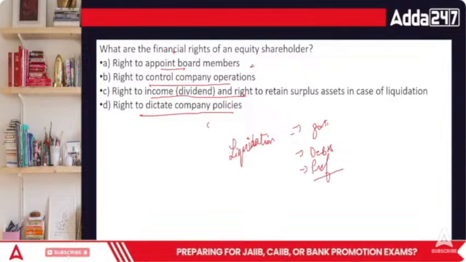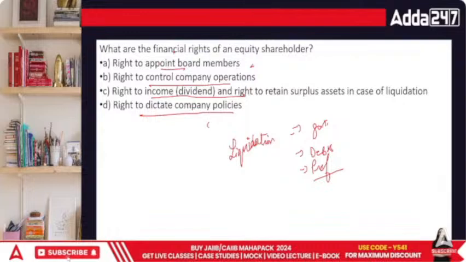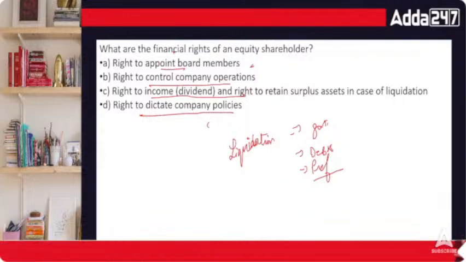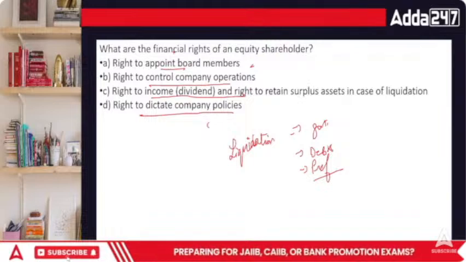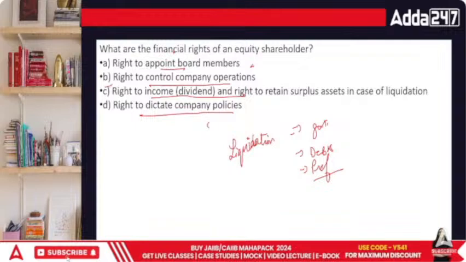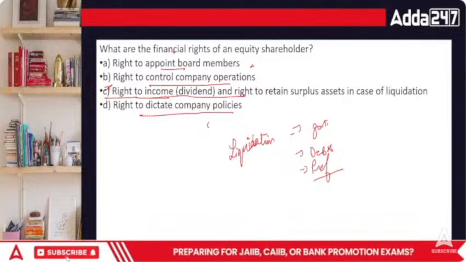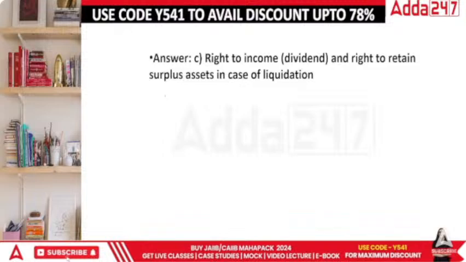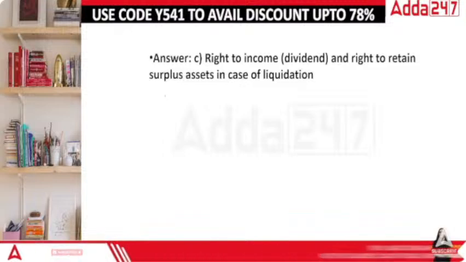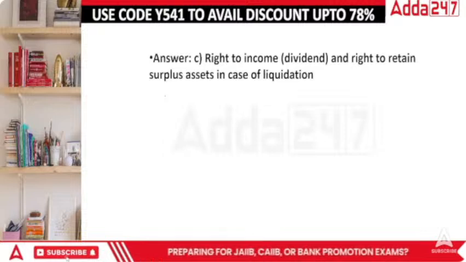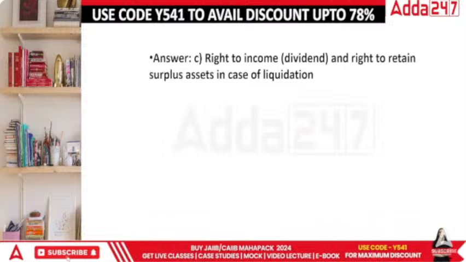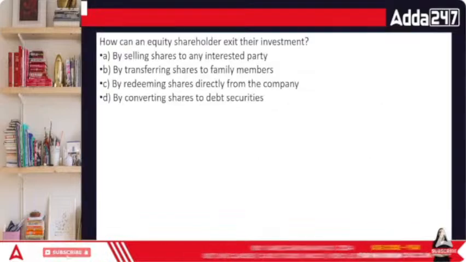So I think in the theoretical part, it looks really good that they have the right to income, to receive dividend. Again, this is the leftover after the preference shares are paid. So yes, they receive income or dividend, but only if they have ample income to pay the amount. And yes, even at the time of liquidation, if the company has enough, only then they will get it. Right to income or dividend, right to retain the surplus assets in case of liquidation. That's the answer. Done. Next question.